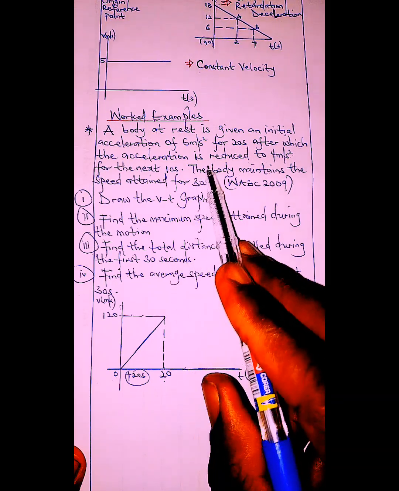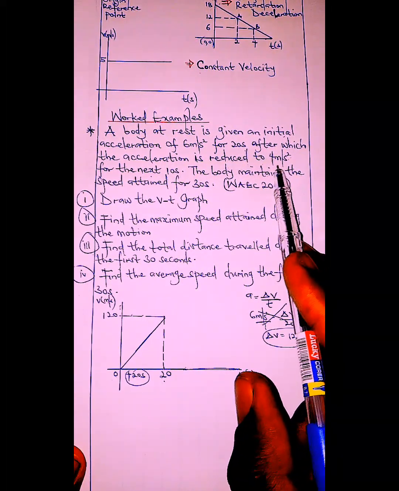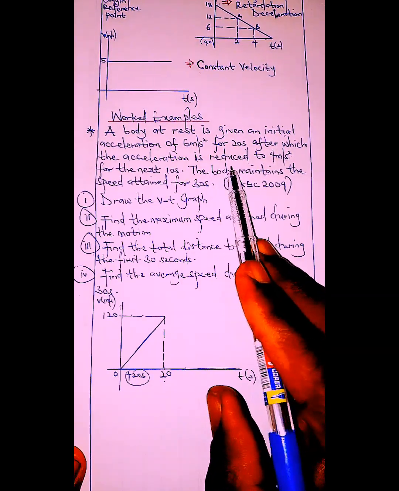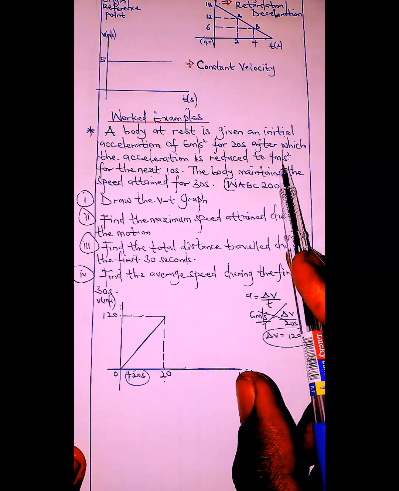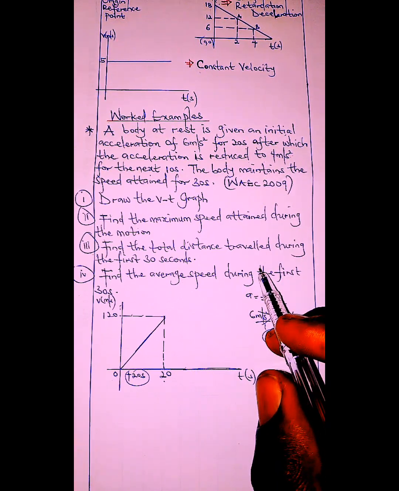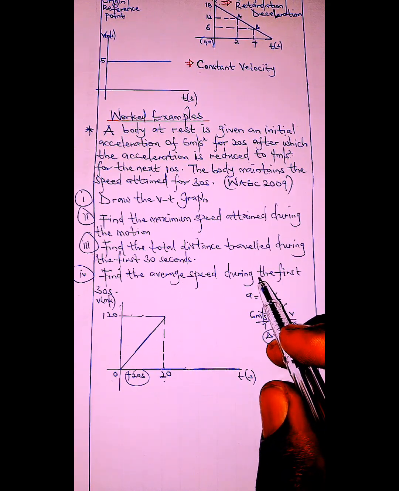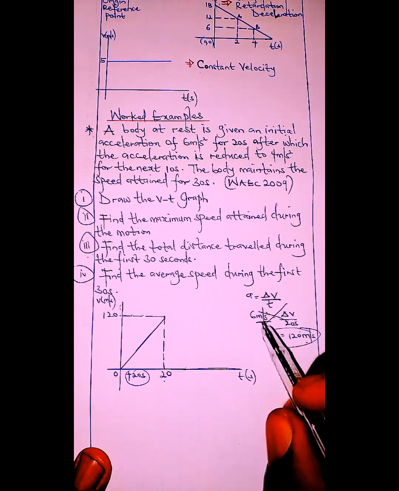So that body then came down, reduced the speed. Now don't forget it was said that the acceleration was reduced to 4 meter per second squared, from 6 meter per second squared to 4 meter per second squared. It means the body kept on accelerating, but at a lower rate during the course of acceleration. So let's try to interpret that.